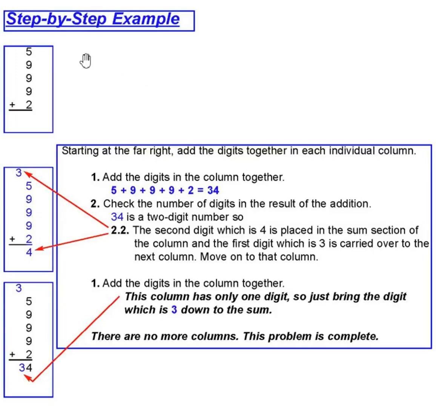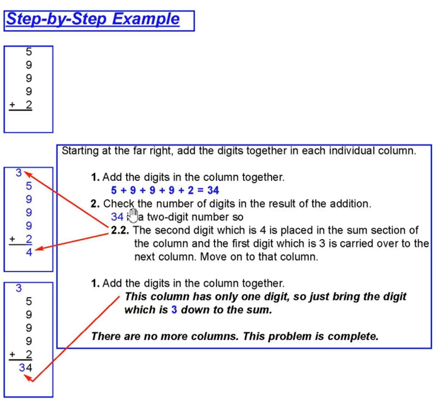In this example, we are going to solve 5 plus 9 plus 9 plus 9 plus 2. Starting at the far right, add the digits together in each individual column. 5 plus 9 plus 9 plus 9 plus 2 equals 34. I will repeat. 5 plus 9 plus 9 plus 9 plus 2 equals 34.